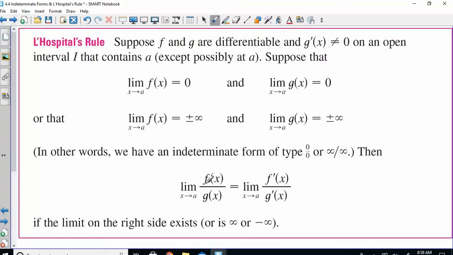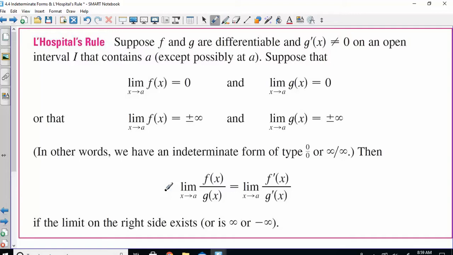But when that's not an option, so if all the other stuff that we've done is not an option, then we might be able to use what's called L'Hopital's rule. So L'Hopital's rule says if you have differentiable functions, so the derivative exists, then if both of them approach 0, so if it's 0 over 0, or positive or negative infinity, so infinity over infinity, negative infinity over infinity, negative infinity over negative infinity, it doesn't matter the plus or minus. But if it's 0 over 0 or infinity over infinity, then we can use L'Hopital's rule.